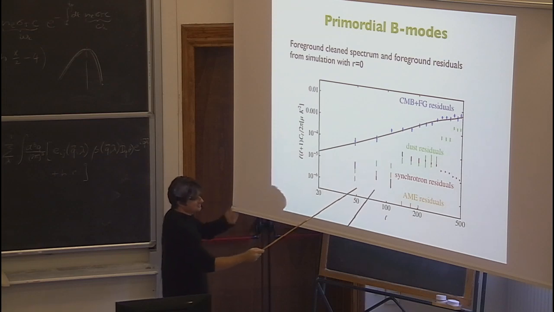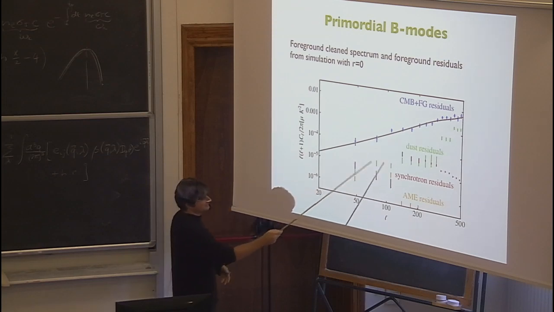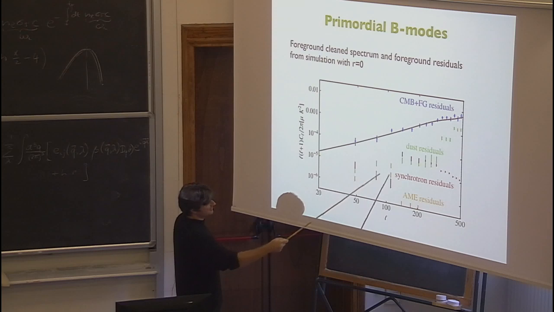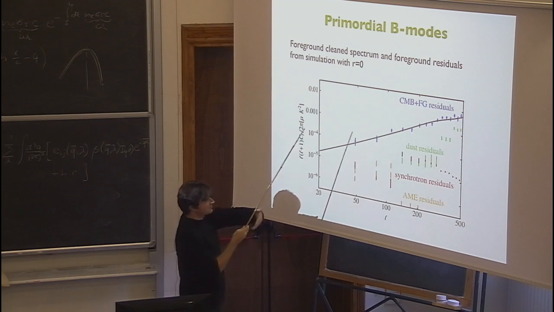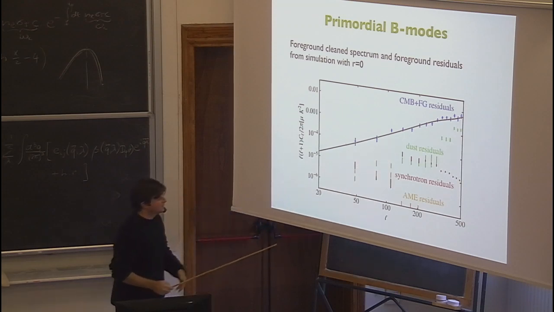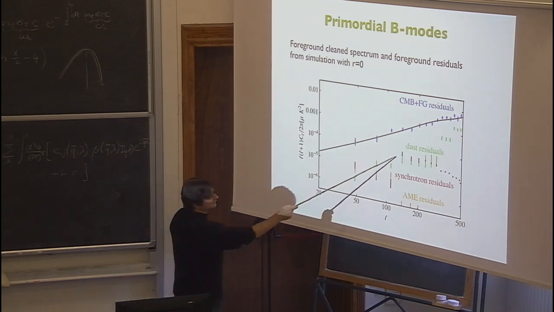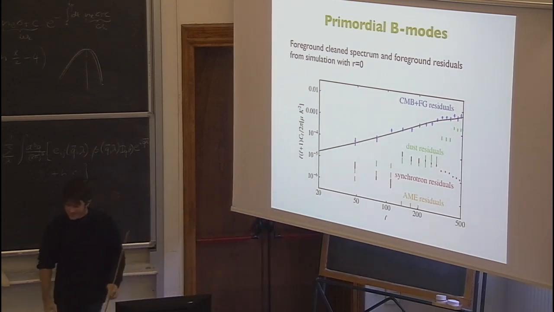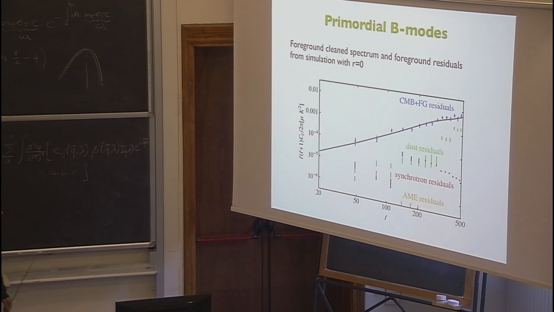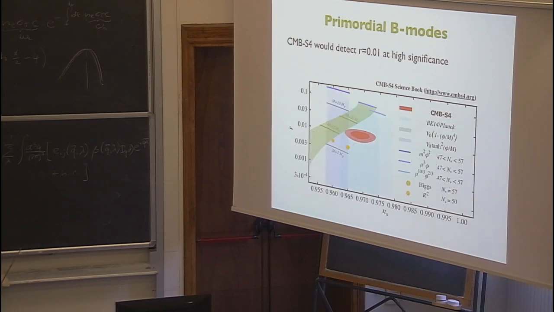So this is based on simulations for the galactic foregrounds, for dust, for synchrotron, and then this is a component separation or foreground removal technique, and you see the residuals and the measurement. So the idea is that this is something that's actually doable, but there's still some, we'll see.